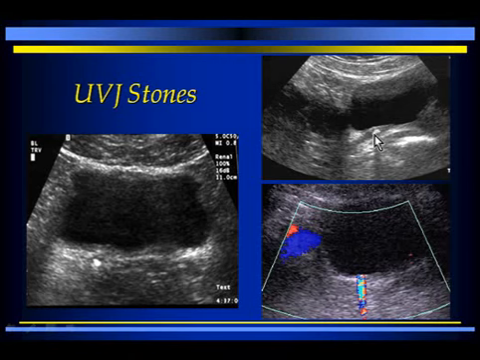They often get stuck right here at the UVJ, ureterovesical junction, and this can be extremely painful until it's passed into the bladder. But this is the grayscale image, and this is the color Doppler image of that stone showing you that same twinkle artifact. This is a transverse image of the bladder showing you the grayscale of the stone right here.